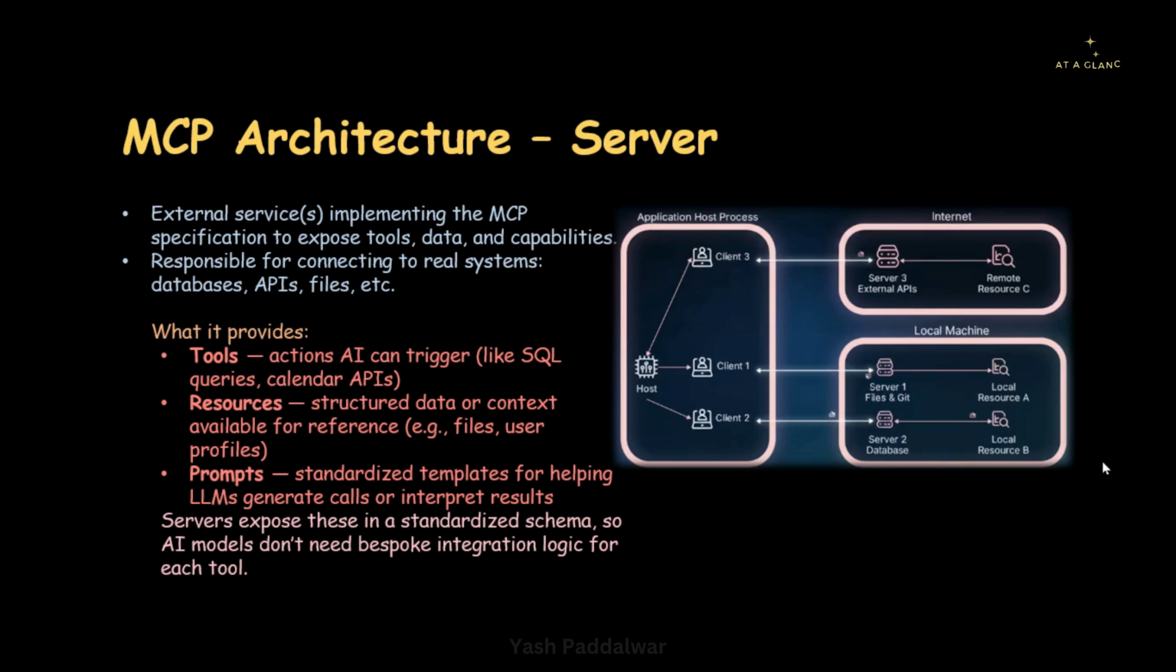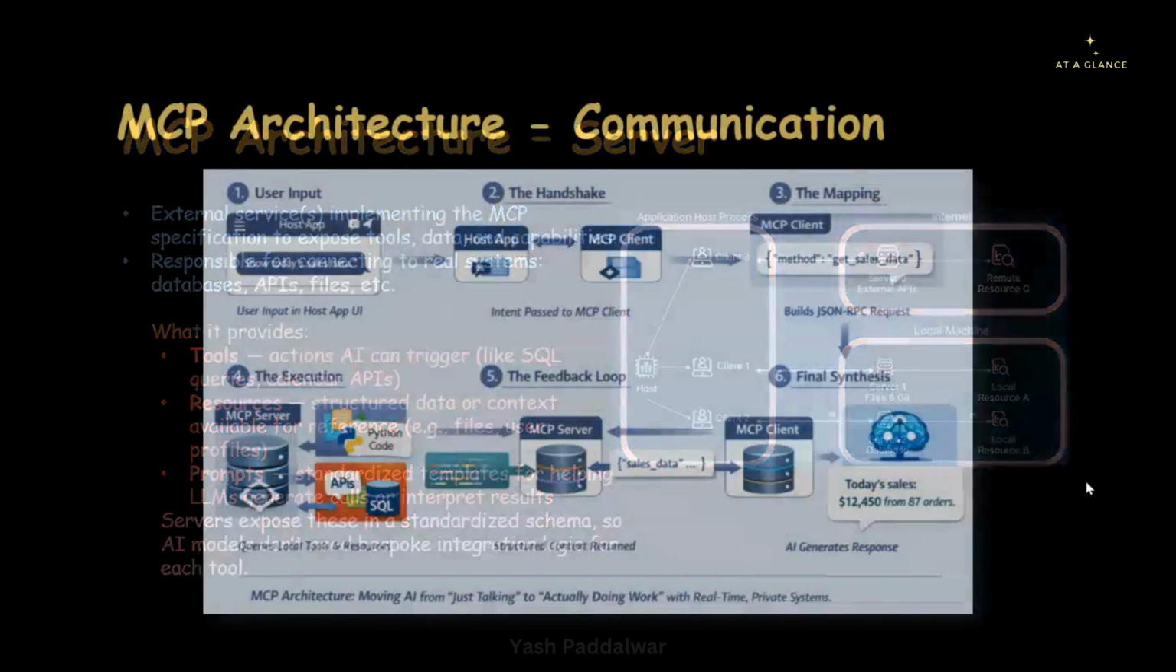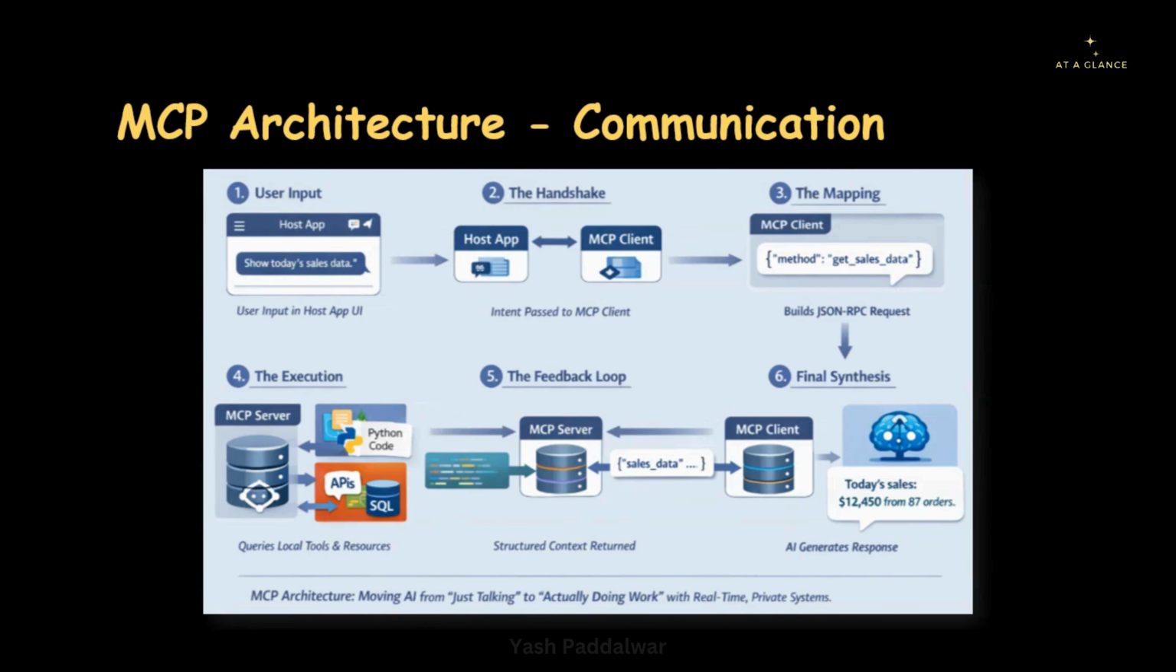We'll also see an example now of how the communication works. So this is how communication takes place inside the MCP architecture. First the user puts a query: show today's sales data. This query will be inputted by the user in the host app UI. Next, the client will simply take this query and do a handshake between the host and your server. Now how does it do that? With the help of this mapping.